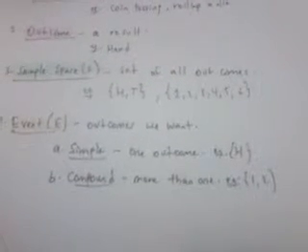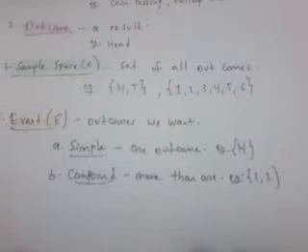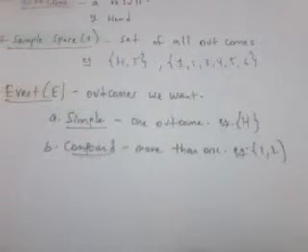Sorry. A sample space is the set of all the outcomes we can get. For example, for a coin toss, it's the head and the tail, and for rolling a die, it's 1 through 6. Okay, and an event is a set of outcomes that we're interested in. They're the outcomes we want.